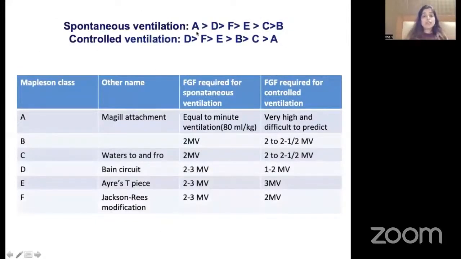So for spontaneous ventilation, Mapleson A is the best system, while for controlled ventilation, Mapleson D is the best system. And to summarize, these are the various fresh gas flows required for spontaneous and controlled ventilation in the various Mapleson circuits.